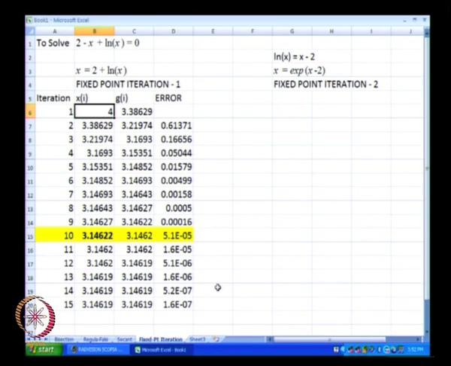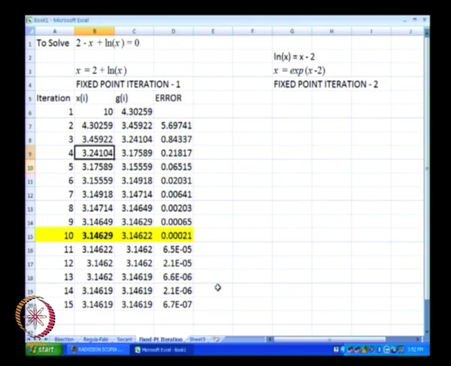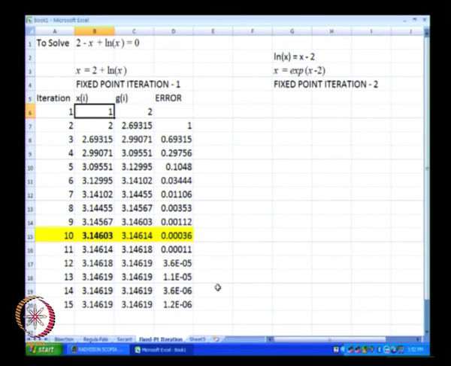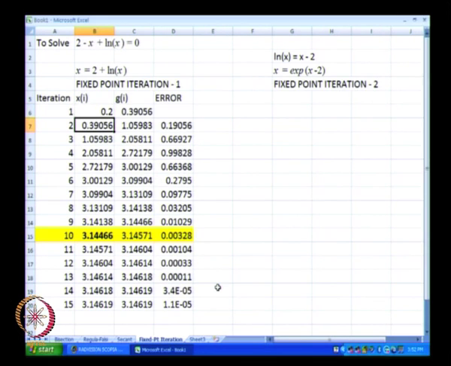Now, let us look at what happens if we start with, let us say, a very large value 10. If we start with a very large value for fixed point iteration, we are able to again converge to that same solution 3.1462. Let us say we start with a value of 2, again we find that we have reached 3.146. Let us say what happens when we start with a value of 1, again we reach the same value 3.146, and what happens if we start with a value of 0.2, again we are reaching 3.146.